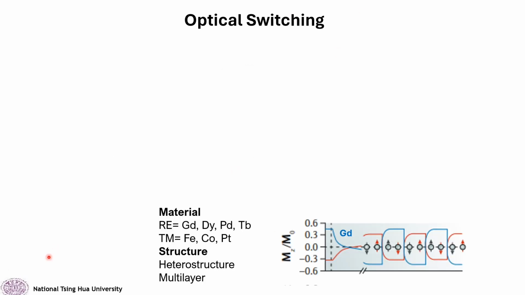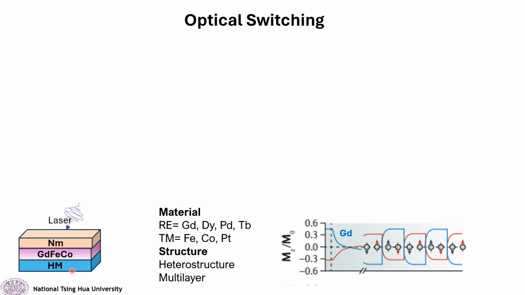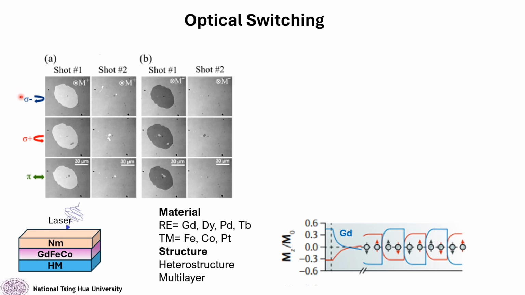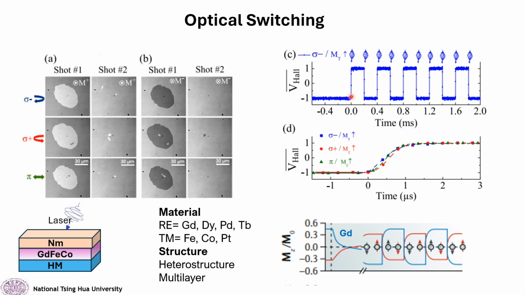So here is an example of the gadolinium iron cobalt structure, and they introduce the laser on this device, and you can see the different types of handedness of the light. They introduce the laser at different times with different pulse widths, and you can see in the first shot that they are magnetized, and in the second shot the magnetization just disappears. So they magnetize and demagnetize the material as they introduce the pulse, and the Hall voltage also changes, and there is toggle switching taking place in this structure.